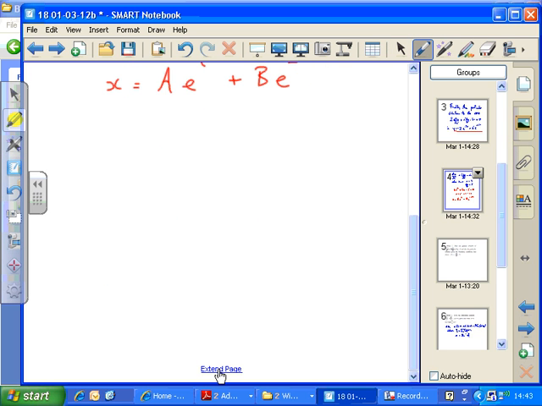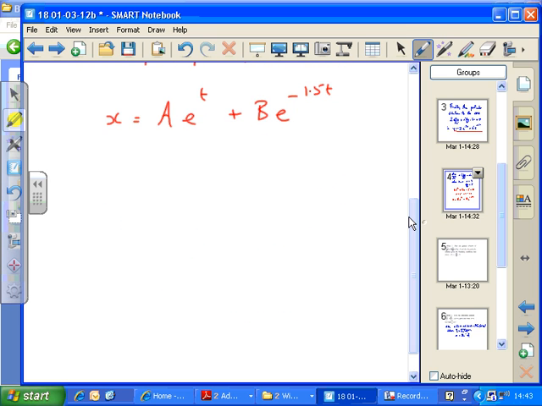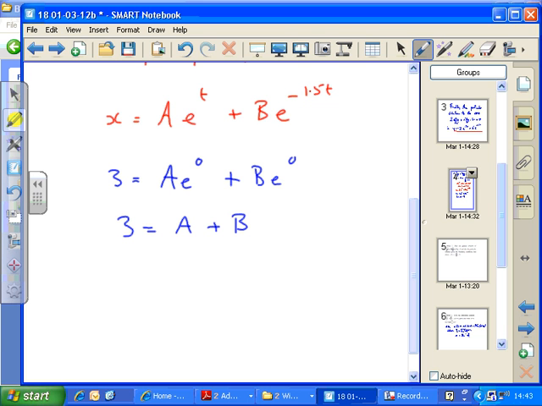Okay, so putting in the first initial condition, when t equals 0, x equals 3, we can write 3 equals a e to the 0 plus b e to the 0. So therefore our first equation is 3 equals a plus b. And that would be our first simultaneous equation.